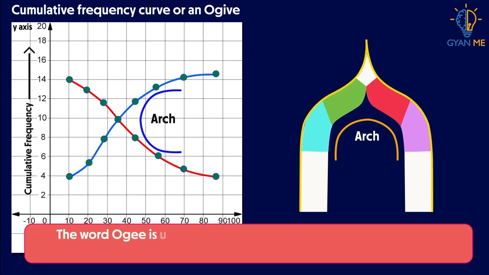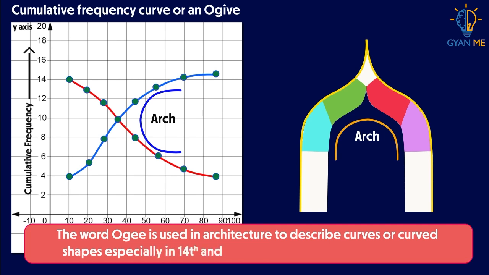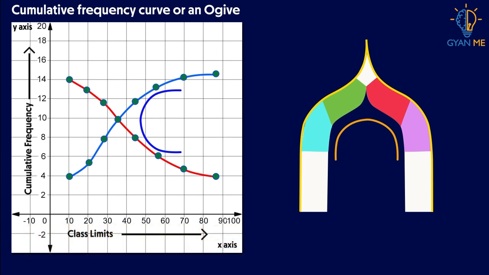This word ogee was used, and is used, very commonly in architecture to describe curves or curved shapes, especially in 14th and 15th century Gothic style architecture. As you can see, it is nothing but a special type of arc. Now, as we mentioned, it is derived from the architectural word ogee. In stats, it is used to represent the graphs that are formed from cumulative frequency distribution table and estimate how many numbers lie below or above a particular value in the data.